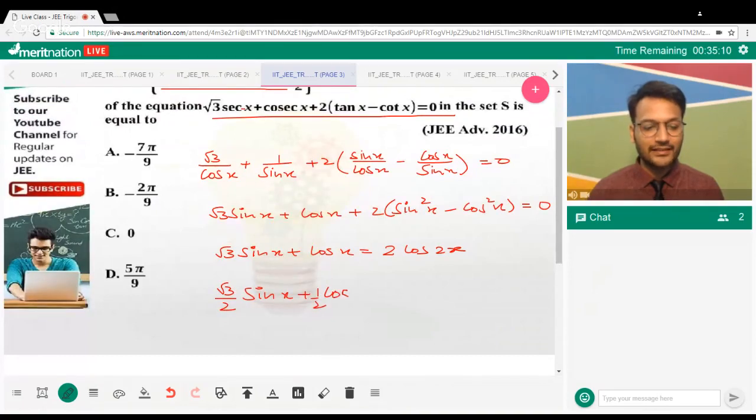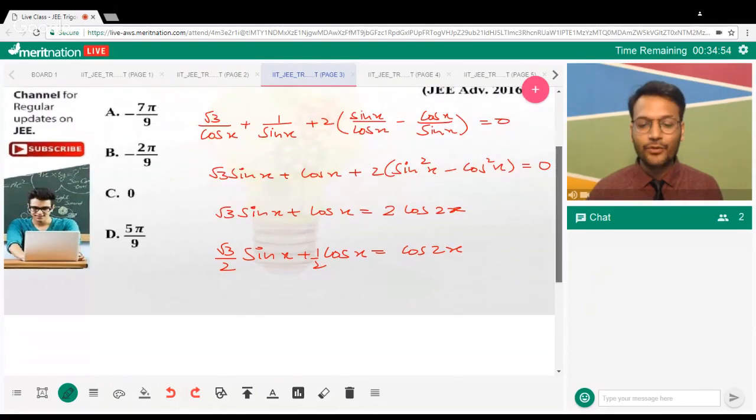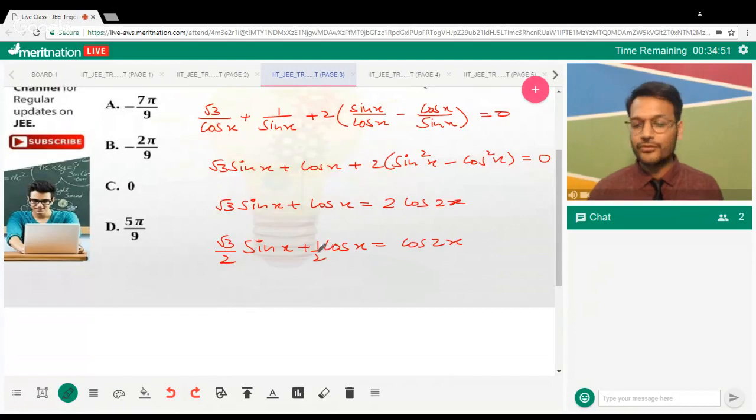So bottom line, our motto while solving the questions on trigonometric equations is to generate a trigonometric ratio which is same on the left-hand side as well as on the right-hand side. So we already have cos on the right-hand side. We'll try and generate cos on the left-hand side. So we know how we can do that by replacing √3 by 2 as sine pi by 3 and 1 by 2 as cos pi by 3. So this can be replaced as sine pi by 3 sine x plus cos pi by 3 cos x.